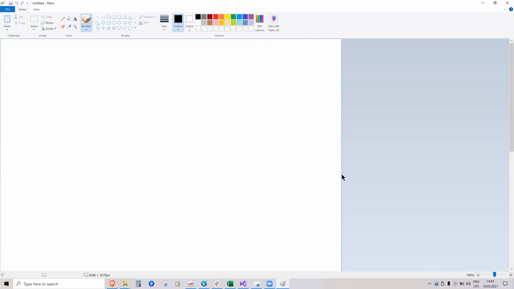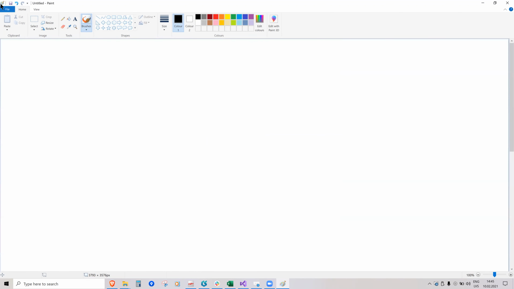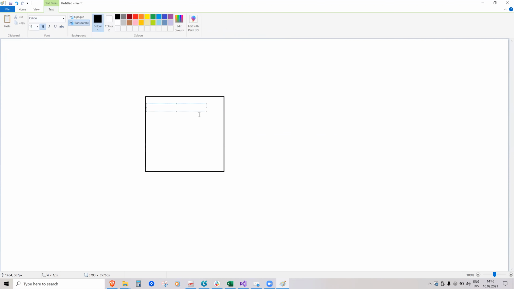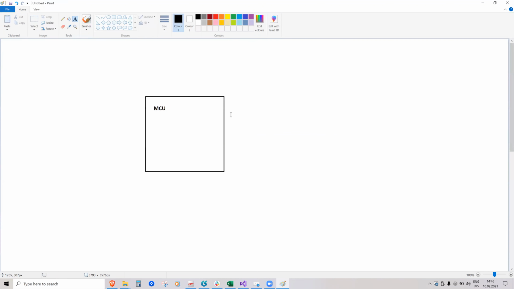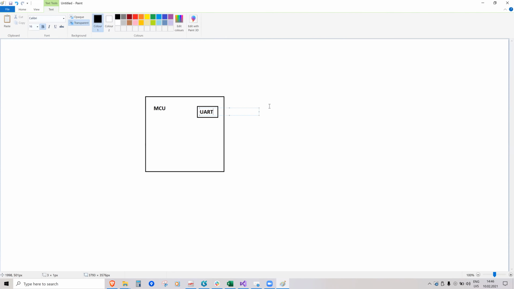So first of all, we need to make the physical connection between the microcontroller and the computer. So here will be our microcontroller. And the microcontroller has a special peripheral inside which automates data transmission for us. And it's called UART.